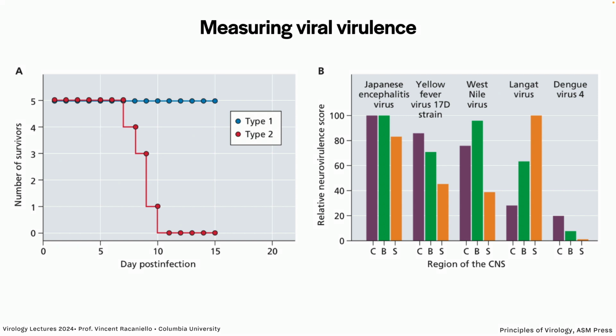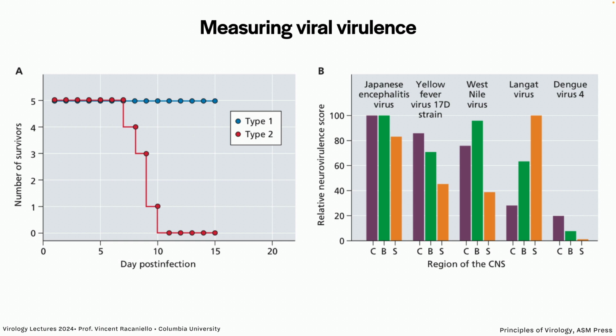On the left, we have measuring death. It's the number of survivors on the y-axis, and on the x-axis is simply the day post-infection. And this is with poliovirus infection of mice. We have two different serotypes of virus, type 1 and type 2, which are genetically distinct. And you can see that when you put virus in mice, type 1 kills none of them. And we're just looking at killing. It doesn't mean it's not reproducing. All we're doing is looking at killing.